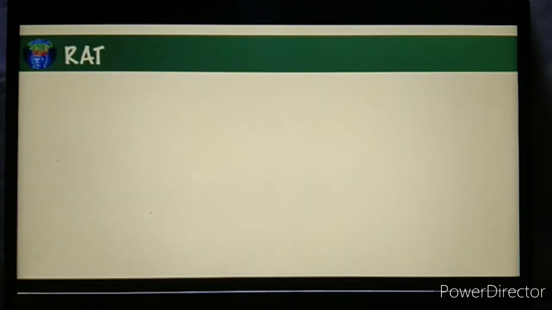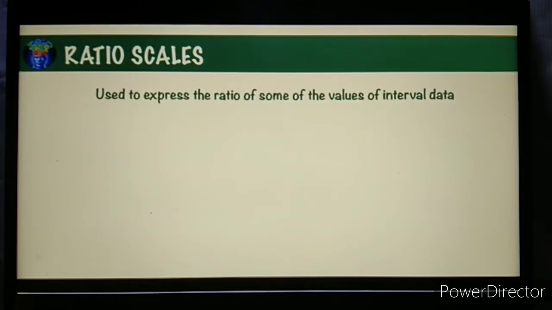And finally, we have the ratio scale, which is used to express the ratio of some kind of value of the interval data. This type of measurement is the most precise and most powerful, but it is not often available in social research. The factor that clearly defines the ratio scale is that it has a true 0 point. And the 0 point is meaningful because it means the absence of whatever it is that you are measuring. It also means that you cannot have a negative point on a ratio scale.